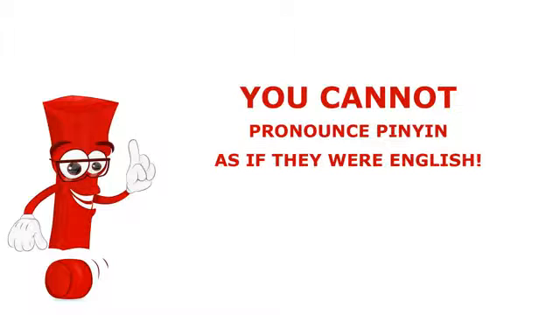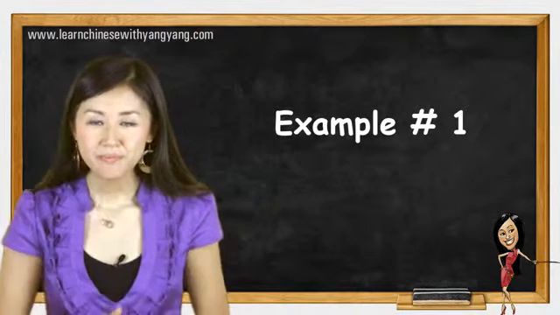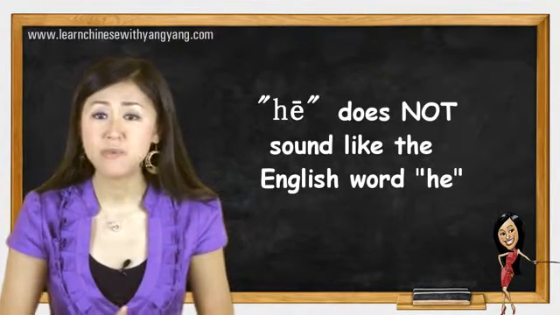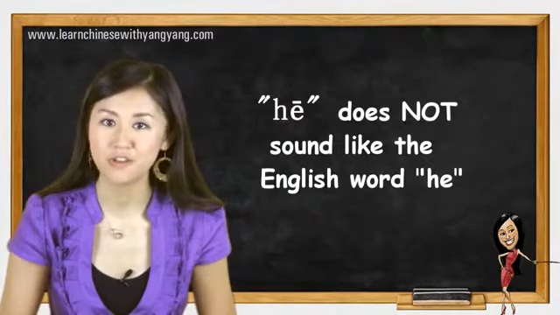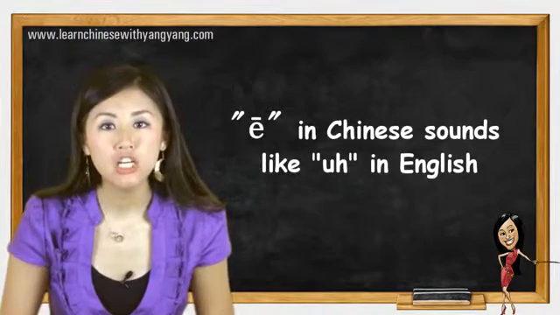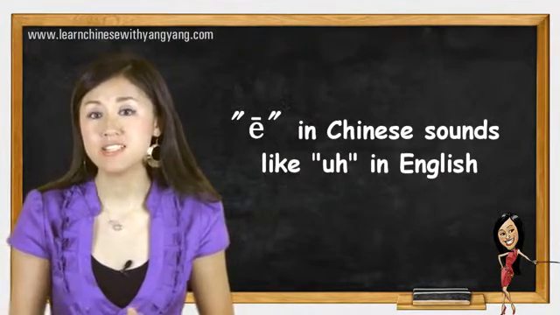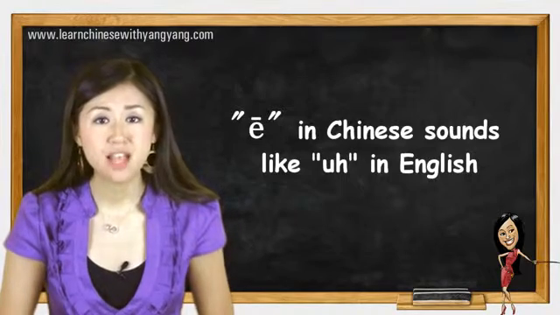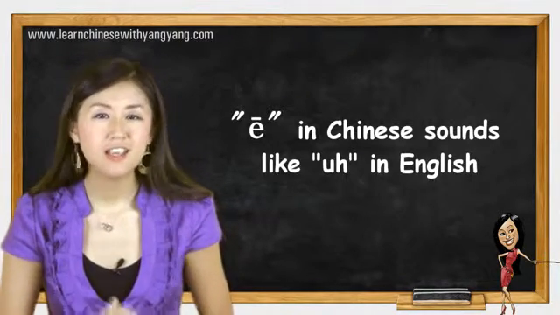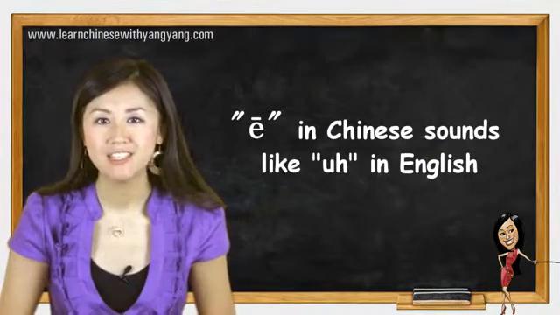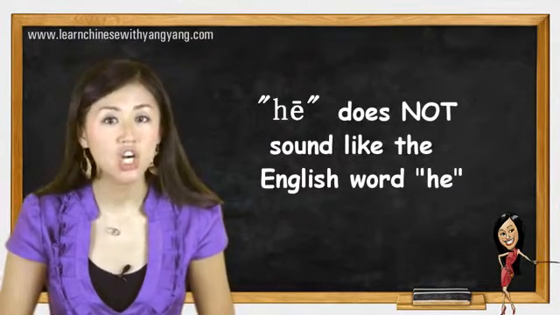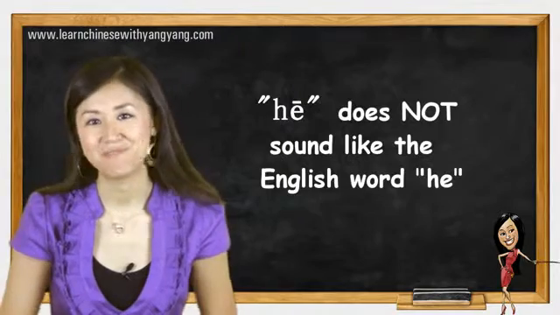Earlier I said, you cannot pronounce Pinyin as if they were English. Let me give you an example. HE in Chinese is pronounced as he. Okay, of course, I'm assigning a first tone to it. E in Chinese is one of the 6 vowels. It sort of sounds like UH in English. So HE is pronounced as he instead of he.